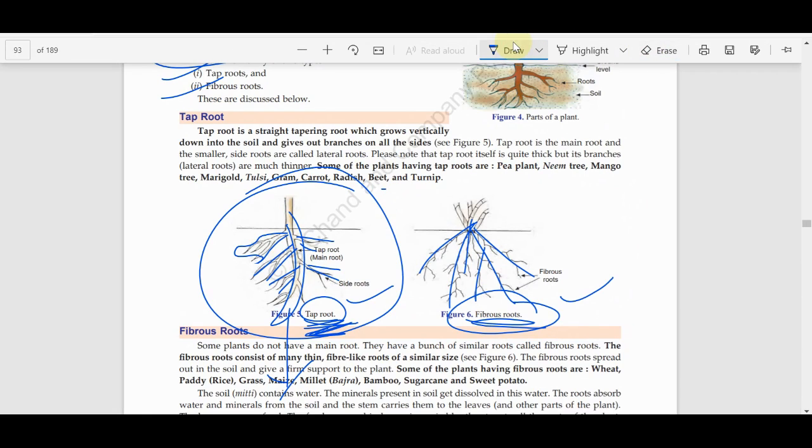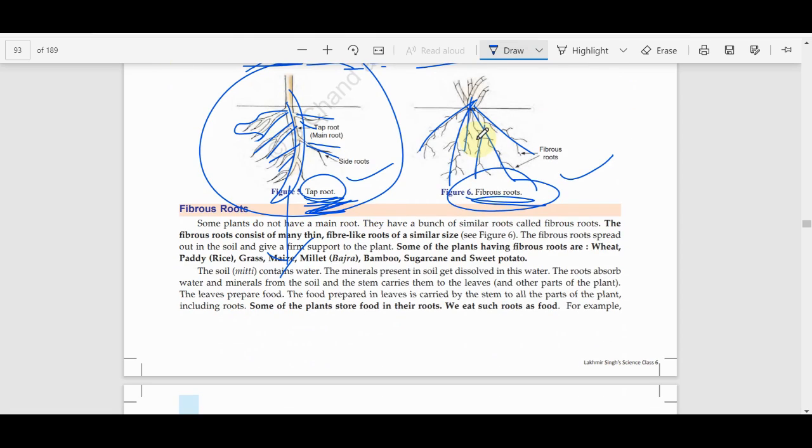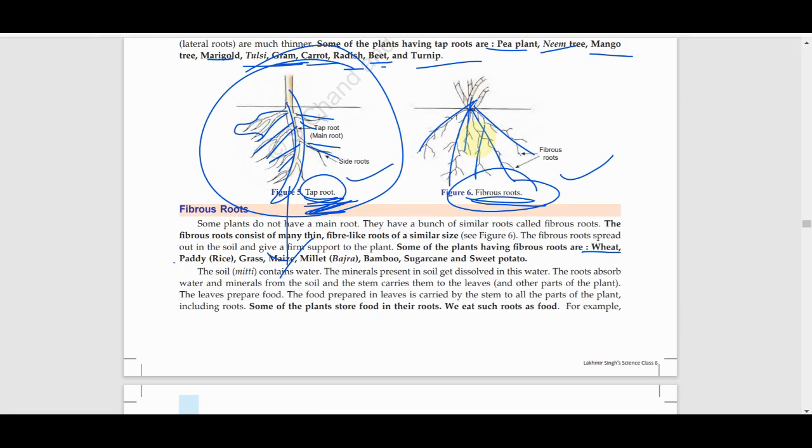Like the pea plant, you know, that is a small plant that comes in the herbs category, and neem, mango, marigold, tulsi, gram, carrot, radish, beet, turnip. All these plants have a taproot, a strong root. And in the case of fibrous, you will see wheat, paddy, grass, maize, millet, bamboo, sugarcane, sweet potato. They have fibrous roots.